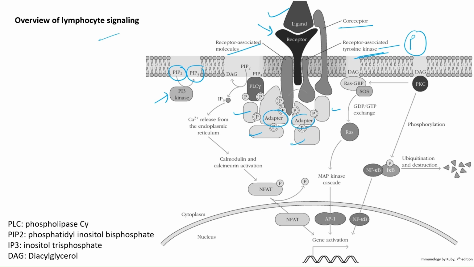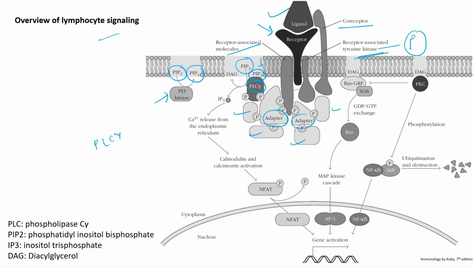Now the adapter will help to activate and bind PLC gamma, that is phospholipase C gamma. This phospholipase C gamma will come and bind with PIP3, which is present on the surface. Until this PIP3 is formed, maybe this PLC gamma is present somewhere inside the cytoplasm. But as soon as this PIP3 is formed and the adapters become activated, this PLC gamma molecule will get pulled towards the membrane and bind with PIP3. Once it is bound with this PIP3, now what can it do?